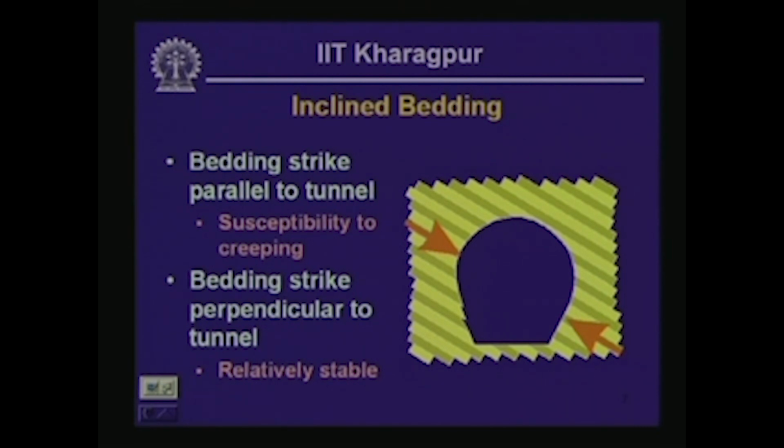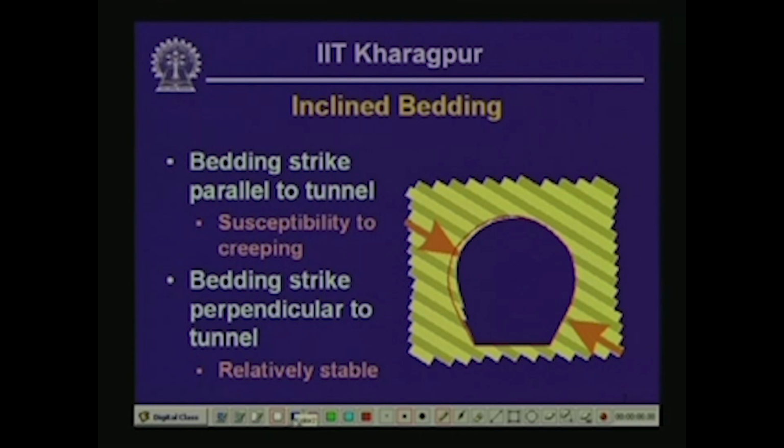So, if we superpose the original tunnel cross section, then what we get is a situation like this. So, basically this portion here is affected by the problem of closure.